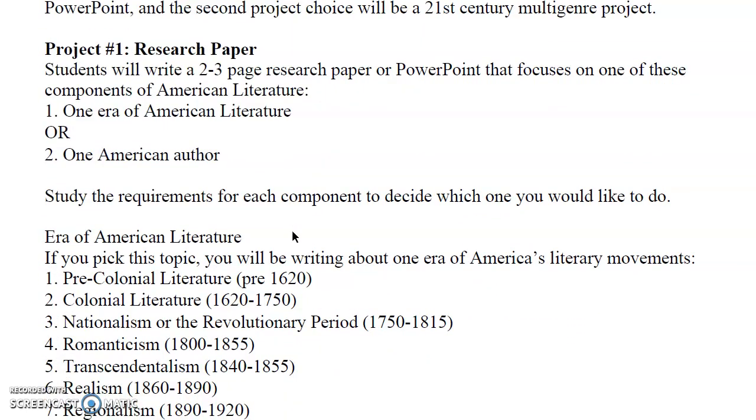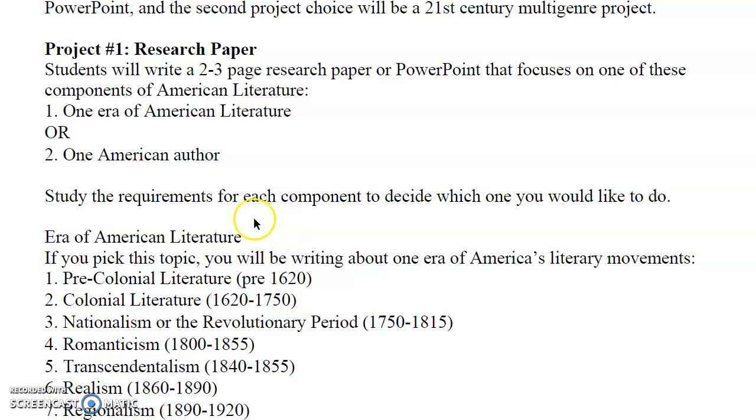The first one is a research part. For the research part, you're either going to choose to write a paper or do a PowerPoint. If you're writing the paper, it's 2 to 3 pages. The PowerPoint, if it was converted to a paper, should be about 2 to 3 pages. So, 12, 13 slides with a lot of information and notes.